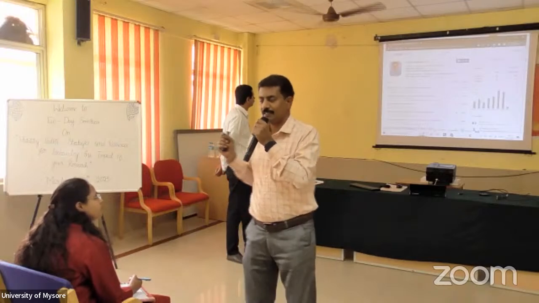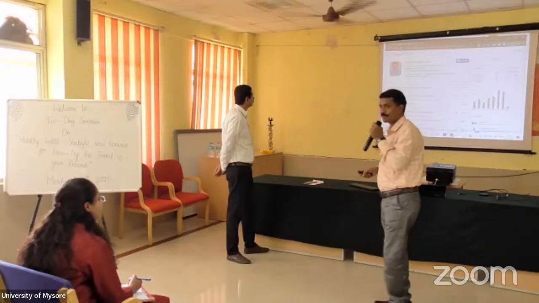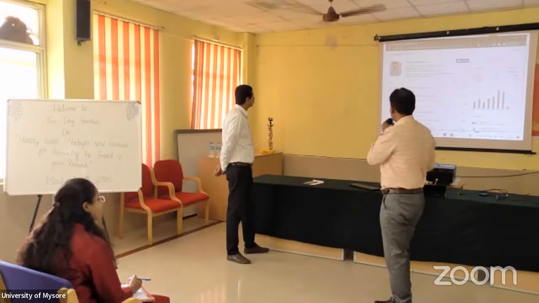So here, the articles are cited how many times? 744. What is the index? 11. How is it calculated? See, please.